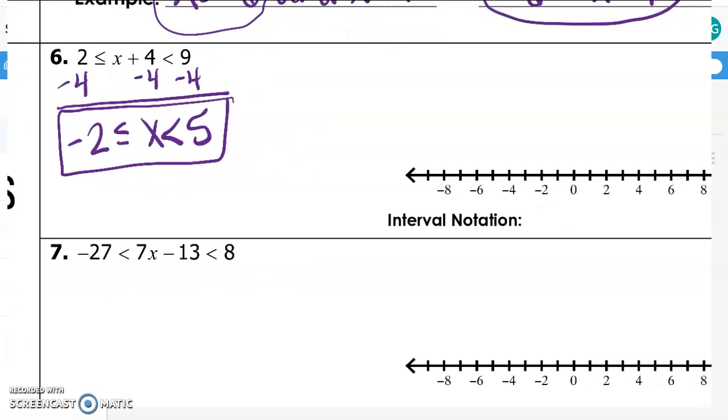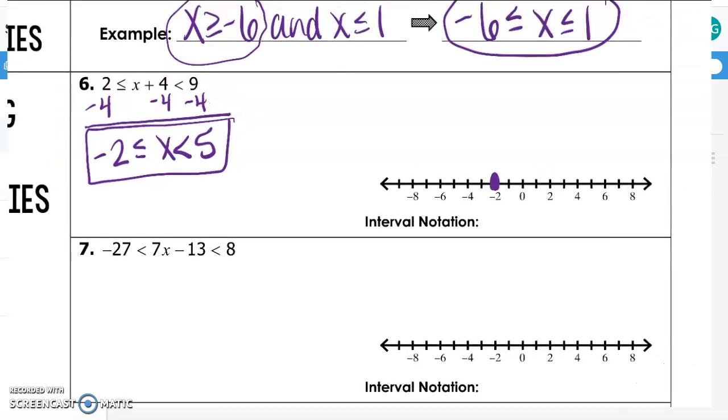So we put -2 has a closed circle, 5 has an open circle, and x is between, so we shade in between the two. So our interval notation is -2, 5. -2 is closed, so it has a bracket. 5 is open, so it has a parenthesis.